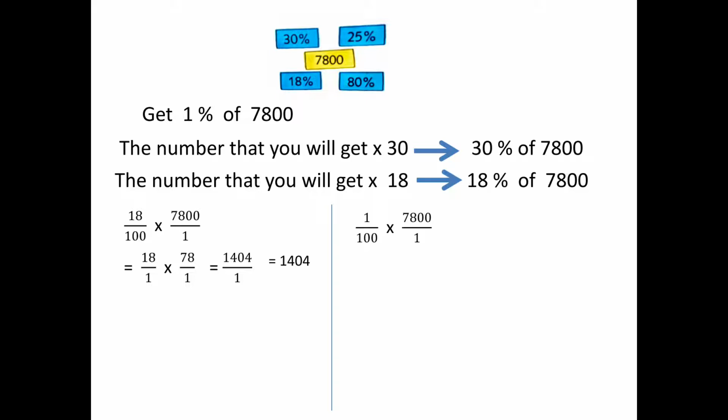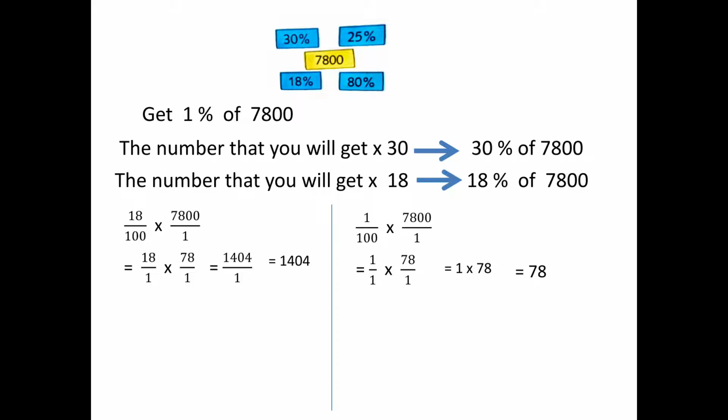Then I will multiply. So 1% of this number, I will do this step only with the old way. So 1 over 100 times 7,800 over 1. Simplify, take the two zeros up with the two zeros down. So the numbers will be 1 over 1 times 78 over 1, which is equal to 1 times 78 equals 78. This 78 is the 1% of the 7,800.